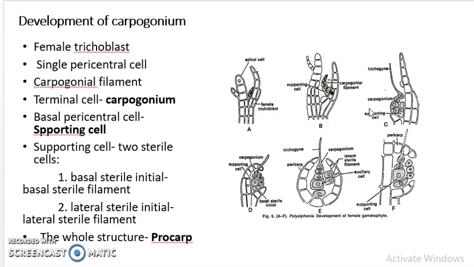So I just want to summarize what I have said. The female trichoblast cuts off ensheathing pericentral cells, and the middle tier of pericentral cells functions as the supporting cell. The supporting cell divides to form a 4 or 5 celled short filament known as the carpogonial filament. Not only that, the supporting cell also divides to form two sterile initials, a lateral sterile initial and a basal sterile initial, which give rise to the short basal sterile filament and the lateral sterile filament respectively. At this stage, the whole structure is known as the procarp, and now it is ready for fertilization.